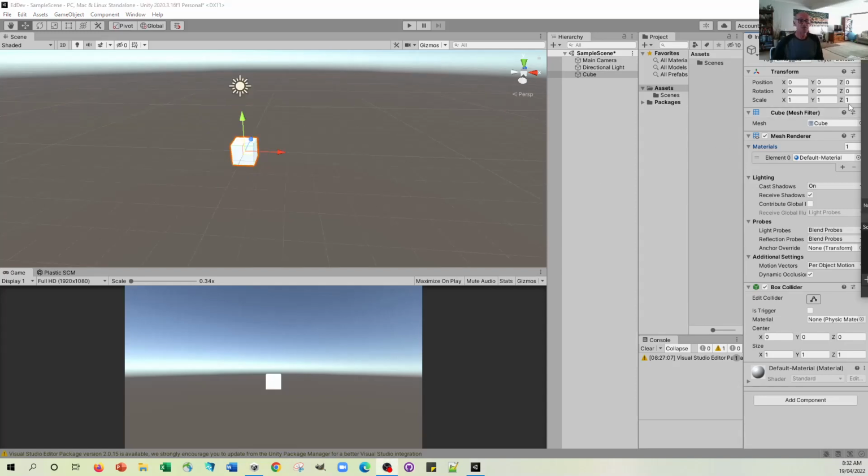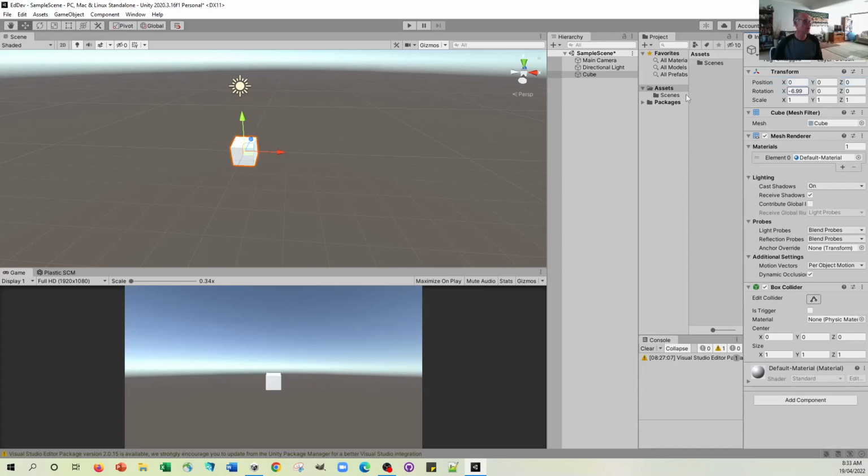Now let's use the transform to do some very simple operations on the cube. Let's just change its position. So let's just move it left and right by changing its X coordinate, or up and down by changing its Y coordinate, or back to front by changing the Z. Let's reset after that.